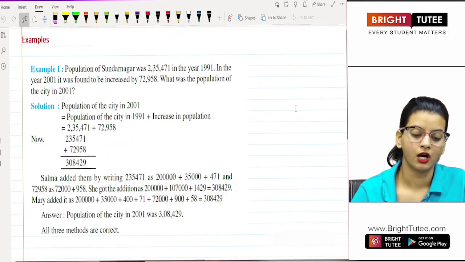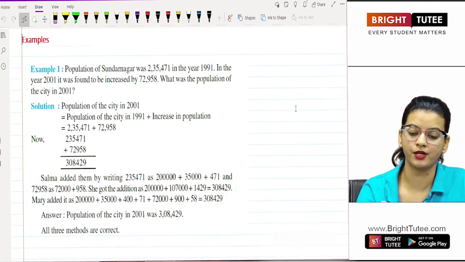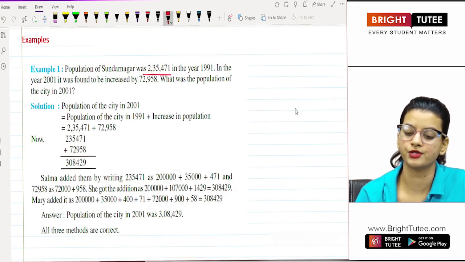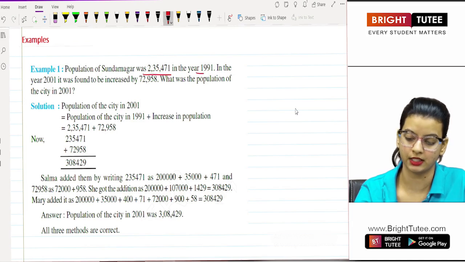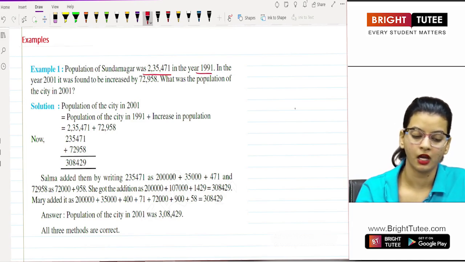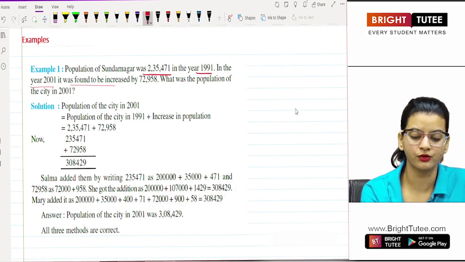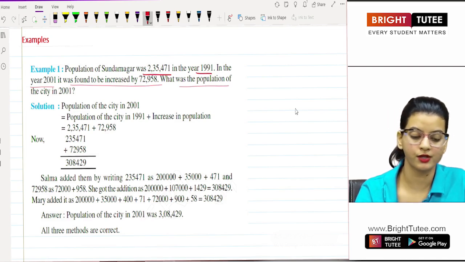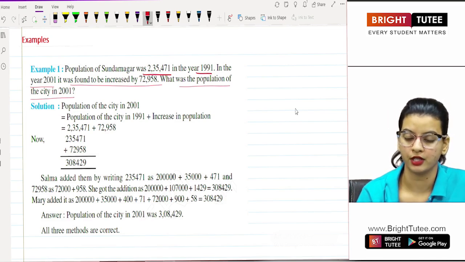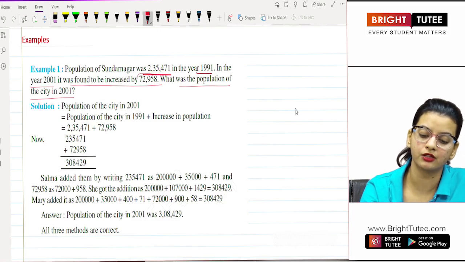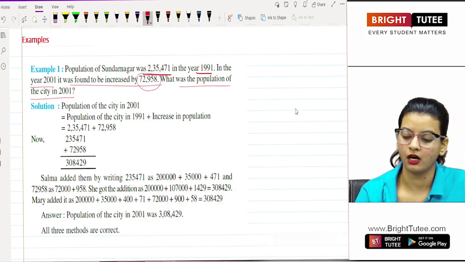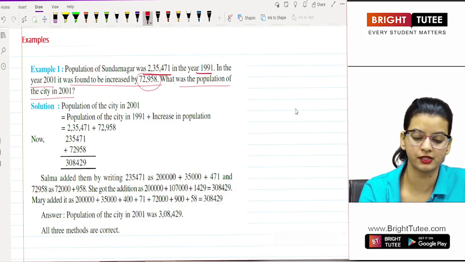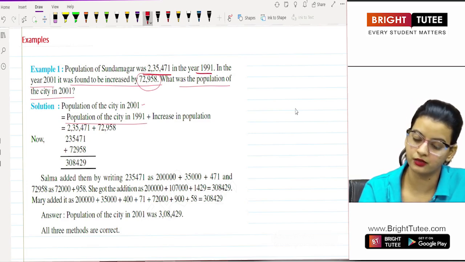Now, population of Sundarnagar was about 2,35,471 in the year 1991. And in the year 2001 it was found to have increased by 72,958. Now what was the population of the city in 2001? So we have to find out the population of the city in 2001. It is given that the population increased by this amount, so population of the city in 2001 is equal to population of the city in 1991 plus increase in population.